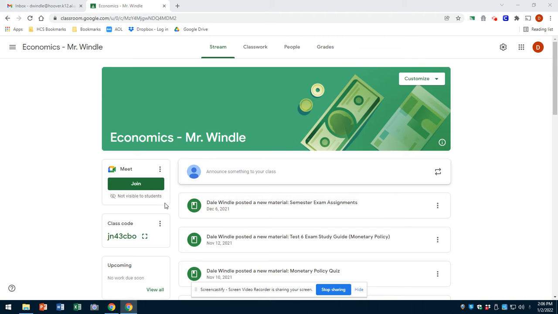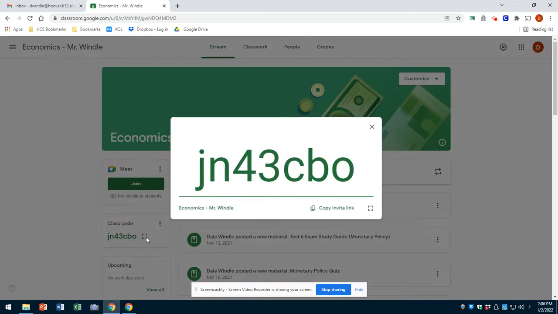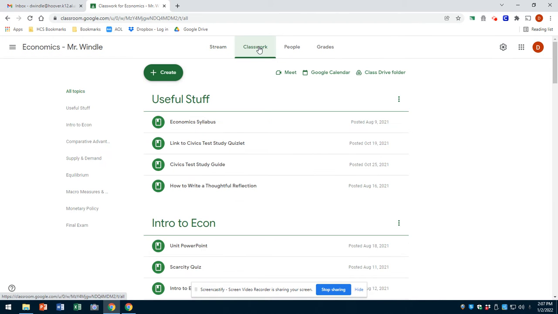All right, so we're going to use the Google Classroom for some things. You don't have to use it every day necessarily. You don't have to keep up with what's in there, but it is useful. You don't have to join right this moment, but this is the code, JN43CBO. I'm going to leave that up for just a second. All right, let's look over here.